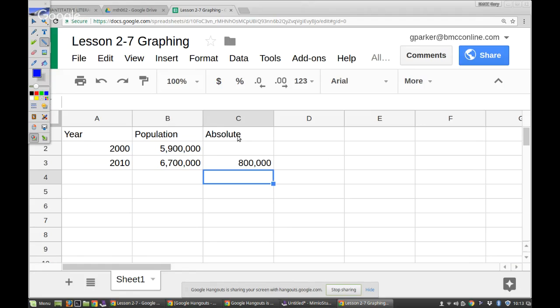Okay. Subtract those two populations. If you get a negative, you subtracted in the wrong order. So remember, a spreadsheet is a calculator. We never want to type something manually like that. 800,000, we want the computer to calculate it for us.